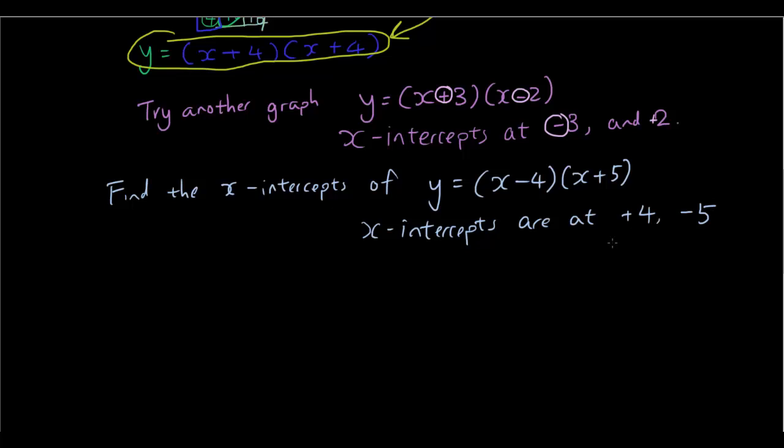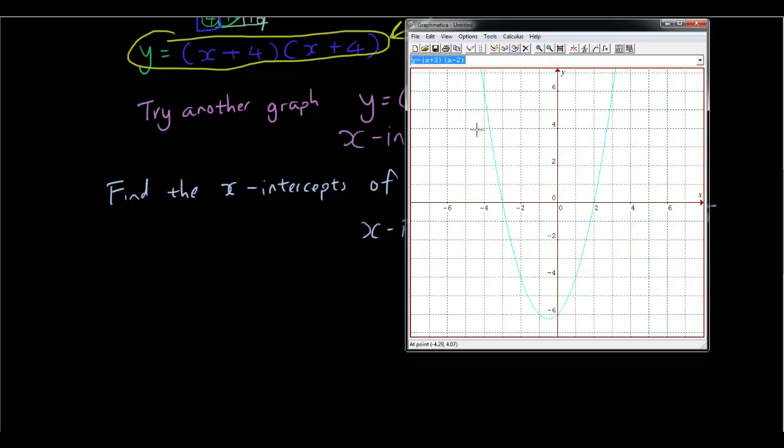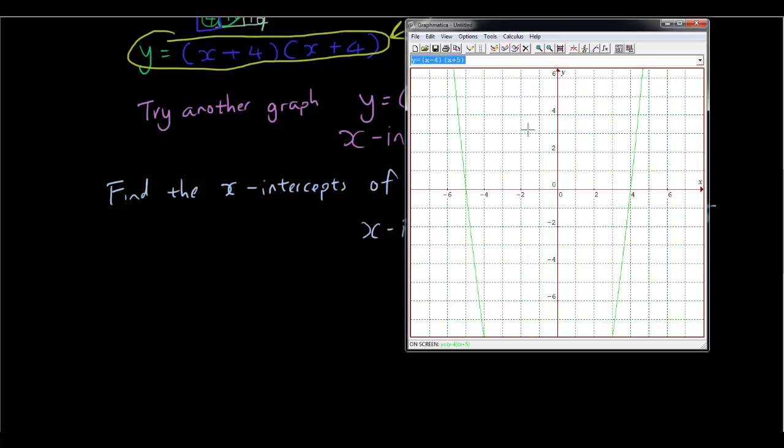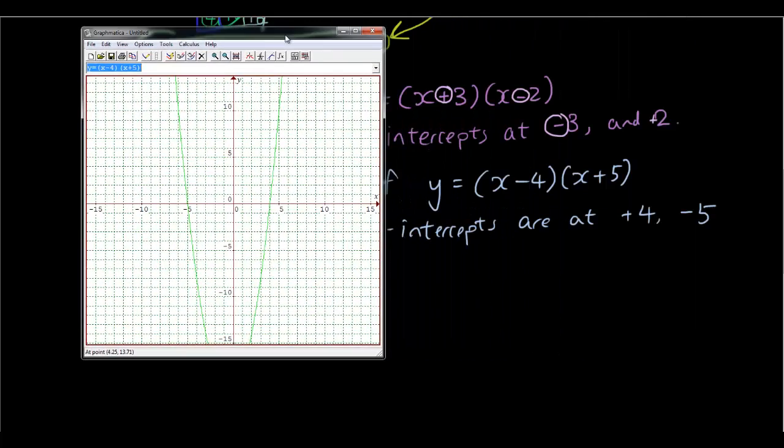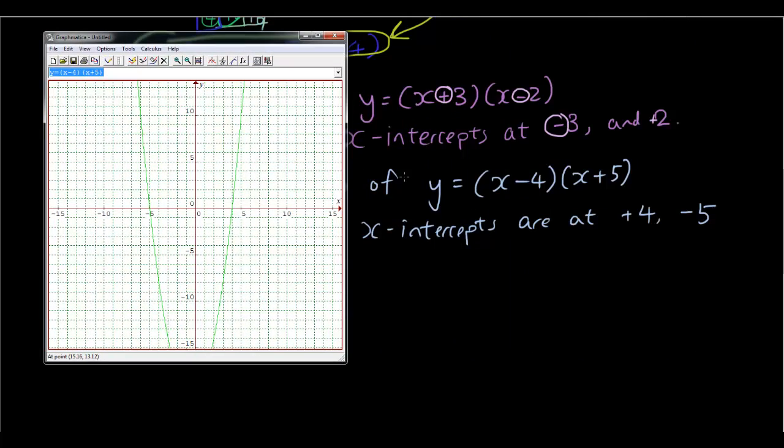Right? And if you don't believe me, you can draw the graph y equals x minus 4, x plus 5. And you can see that the graph does intercept at 4 and negative 5, which is what I have stated. X-intercepts are at 4 and negative 5. So you might ask, why is that? Well, if you remember, x-intercepts, these 2 points here, have a y-coordinate of 0.